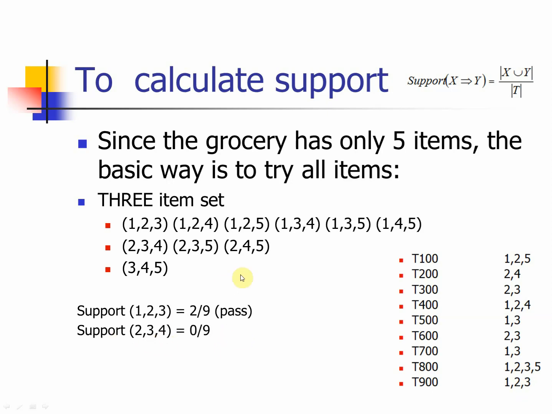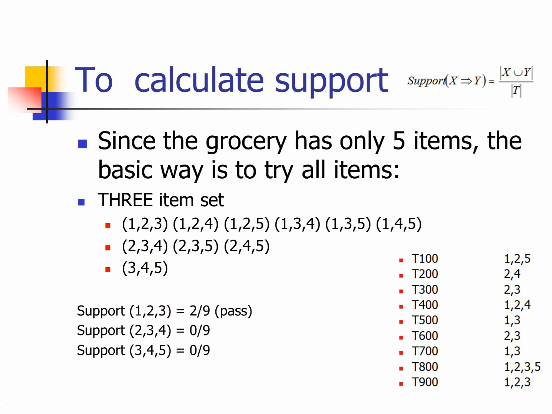If we want to look into the support for 2, 3, and 4, you will realize that it actually never happened in our data set. So of course, that's not going to be considered as part of the association rules. Same thing with 3, 4, and 5.